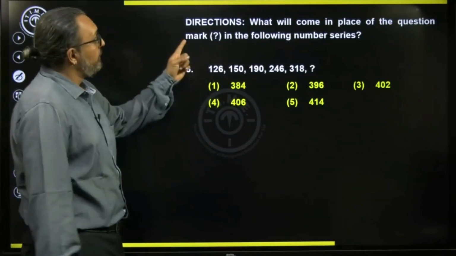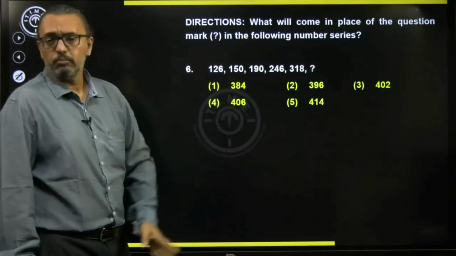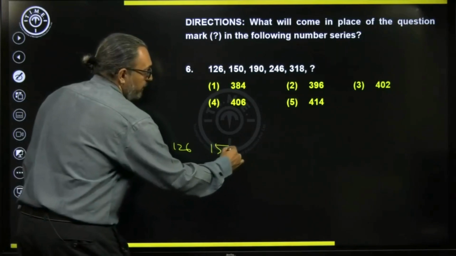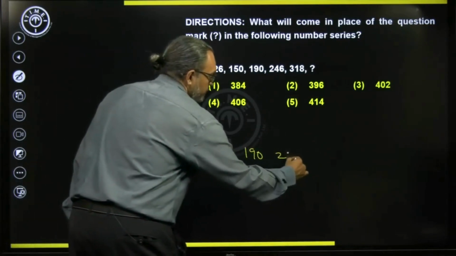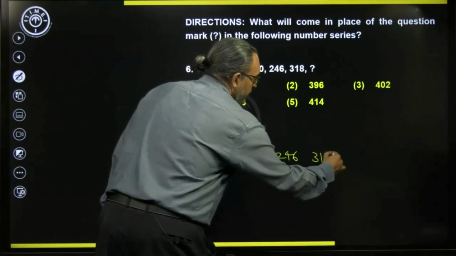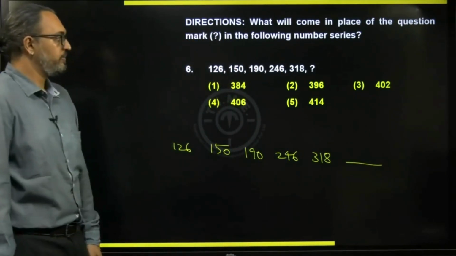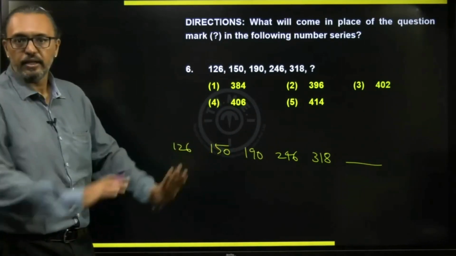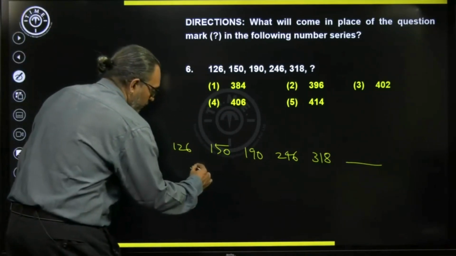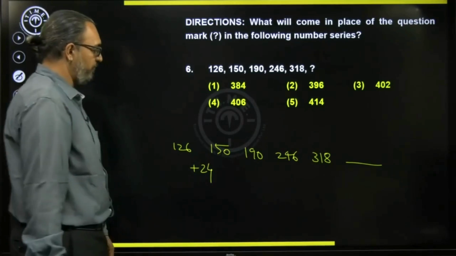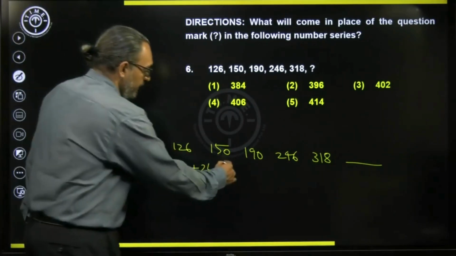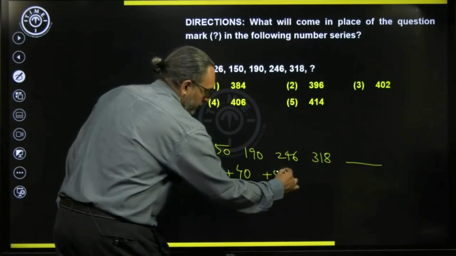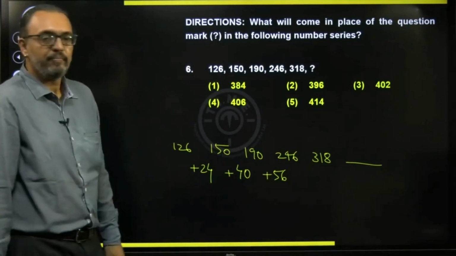Then he says what will come in place of question mark in the following number series. So 126, 150, 190, 246, 318 and then blank. Okay. So here also the numbers are increasing. So let us take addition. So if I take addition, here I am going to get 24. 126 plus 24 is 150. Then here I am going to get 40. Then here I am going to get 56. Correct?